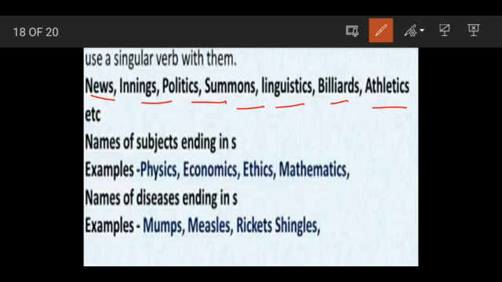So these all, mathematics, physics, economics, ethics, these all are subjects, although they are ending with S, they are singular, so we will use a singular verb with them. Then there are certain diseases which end with S, but they are also single diseases. Measles, rickets, these are singular diseases, one disease only, so we will use singular verb with them.